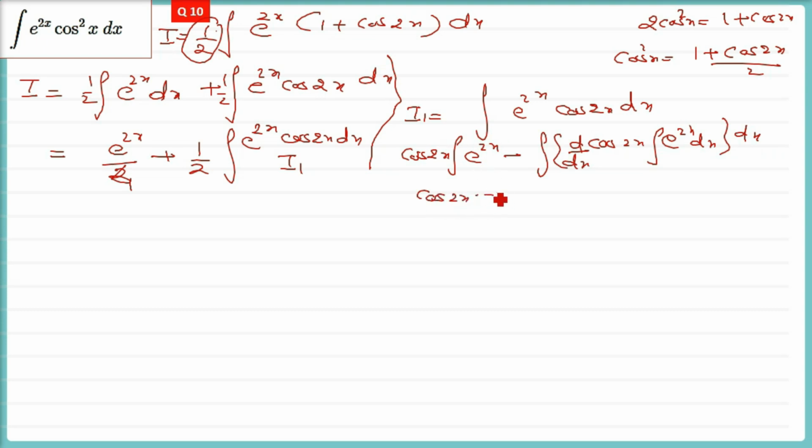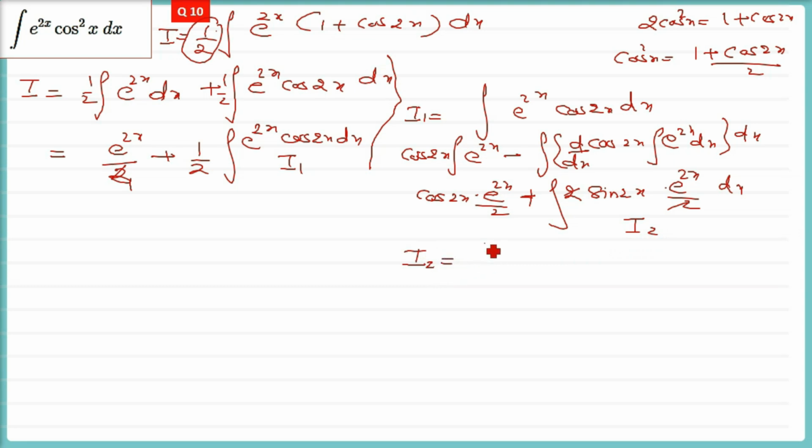So cos 2x into e raised 2x will be e raised 2x divided by 2, minus d by dx of cos 2x. Cos is minus, so minus I am bringing outside. So sin 2x, 2 will also come, e raised 2x by 2, this is dx. So 2 you can cancel. Now sin 2x into e raised 2x, I am calling it I2. If you see the solution or reference, you will not see these I1, I2, but since I want to explain, I am taking this separately.